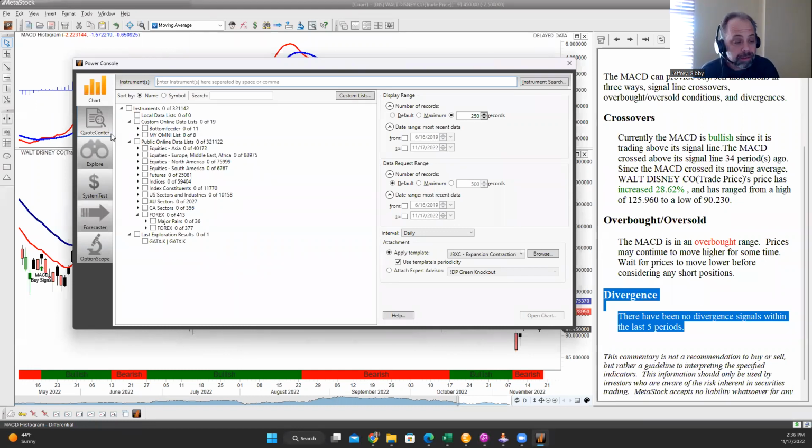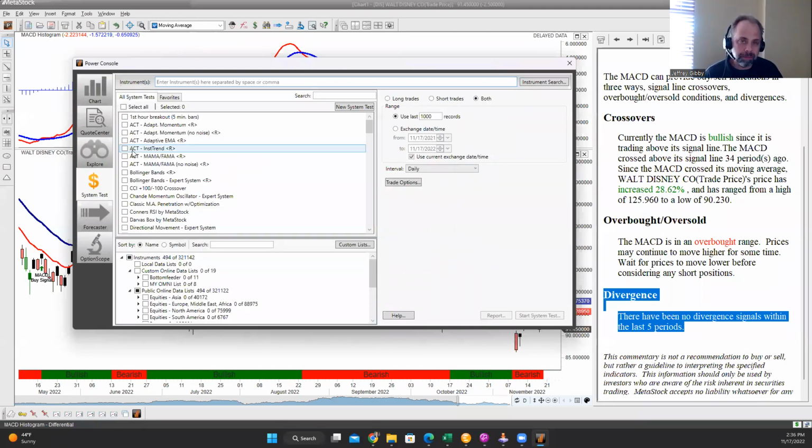It also means I can say, what if I bought every time it gave us a buy signal, and what if I sold every time it gave us a sell signal? How is that going to work for me? For that, I'm going to skip a couple of things right here and go straight to the system tester, where we're going to hypothetically test exactly that scenario.